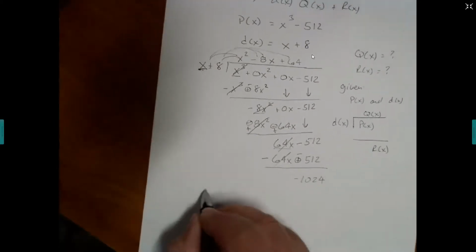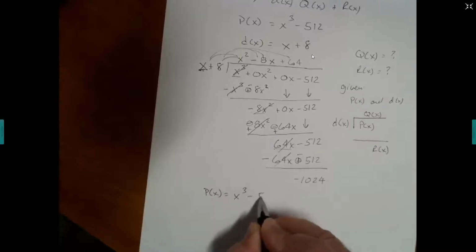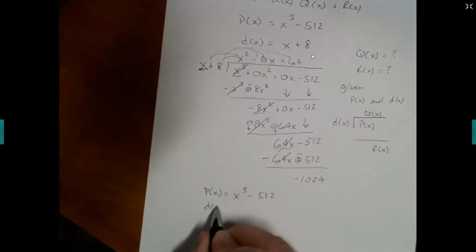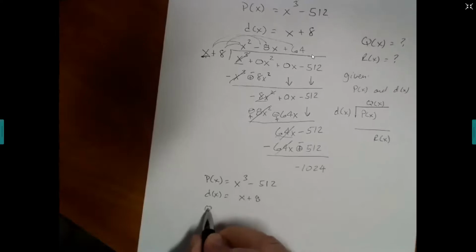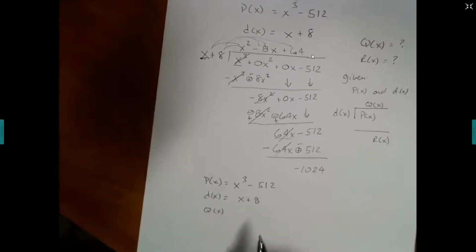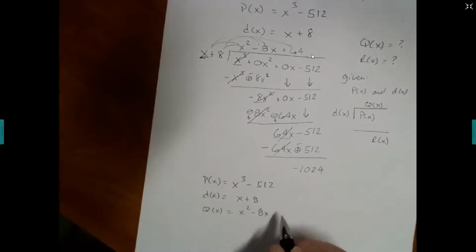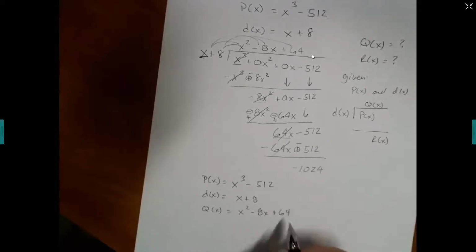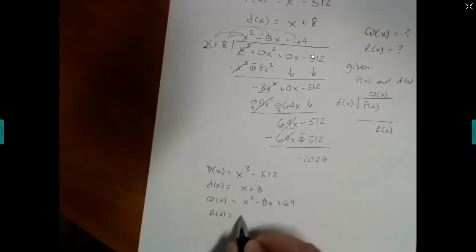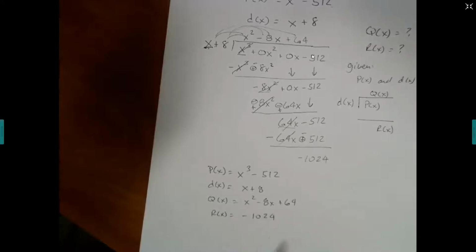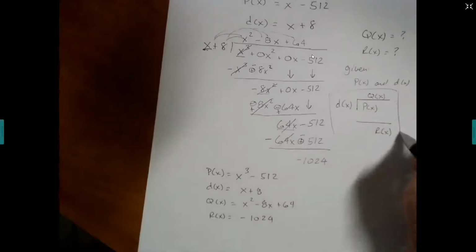So the p of x of this one is x cubed minus 512. The little d of x is x plus 8. The q of x is what's on top: x squared minus 8x plus 64. And the remainder is the last number, using this template.